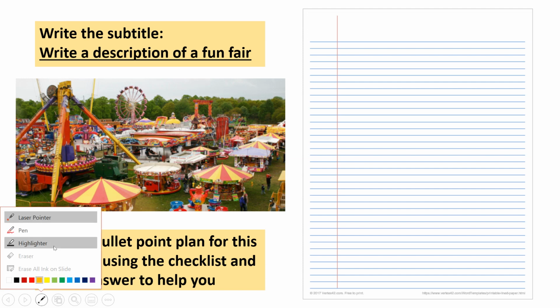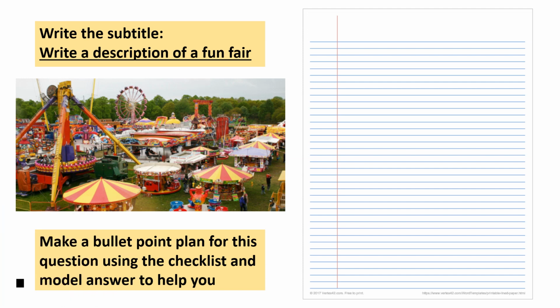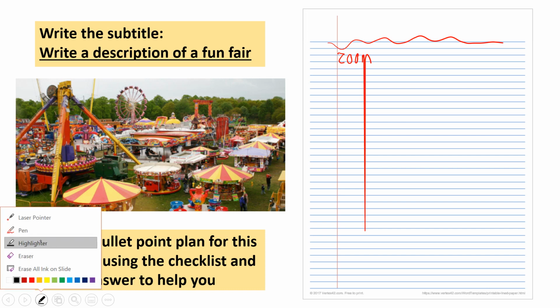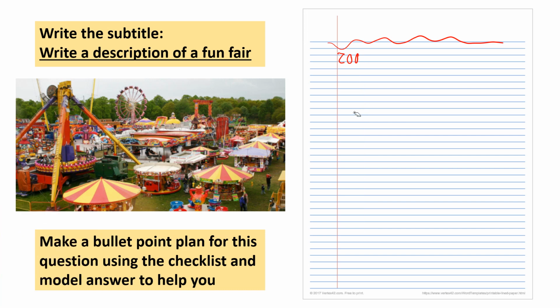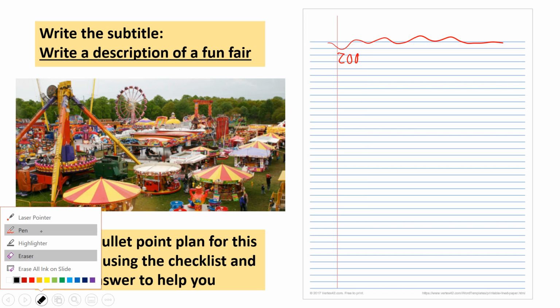What I mean by a bullet point plan is, so you've got your piece of paper here. So you've got your subheading up here, and then you want to write your 4 paragraphs. So I'm going to zoom out. You want to write zoom out as your subheading because that is the title of the first paragraph.